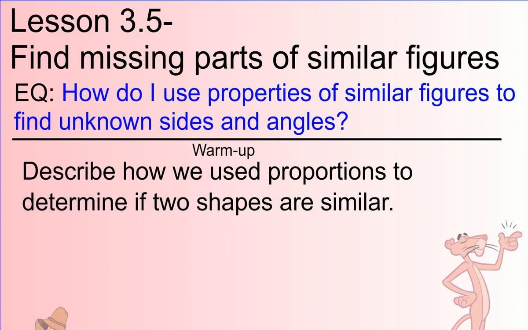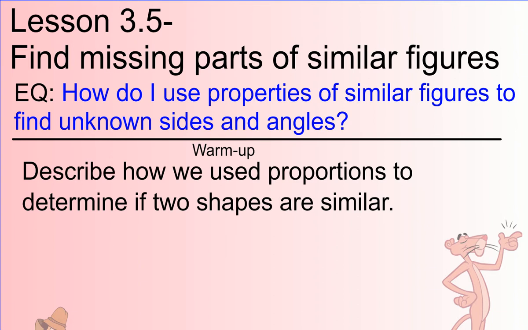In this lesson, the essential question says, how do I use properties of similar figures to find unknown sides and angles? The warm-up asks, describe how we use proportions to determine if two shapes are similar. So go ahead and do that now.